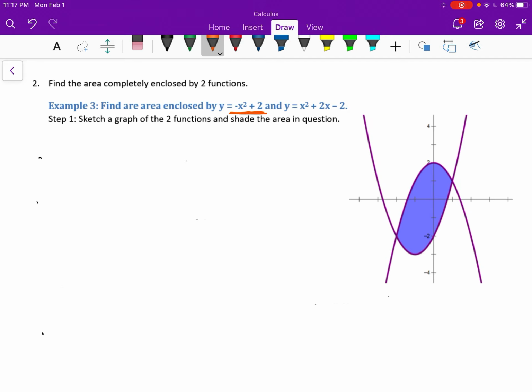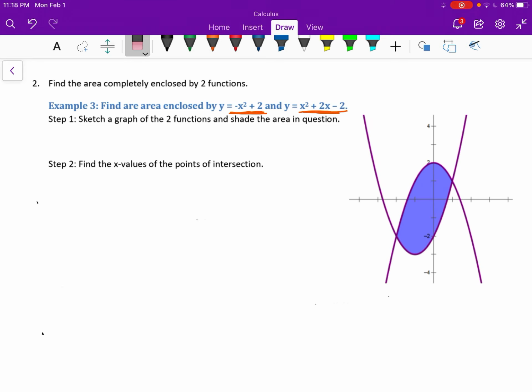The second one might be a little bit harder to graph. We could go ahead and put it in work form and graph it. And so there it is. It's an upward facing parabola. So now we want to find the area between those two curves. So we need to find where they intersect.